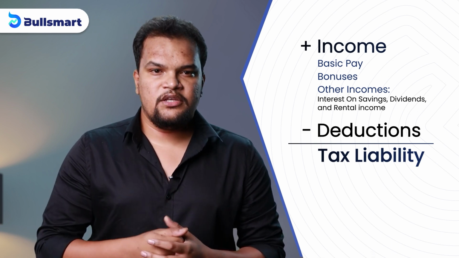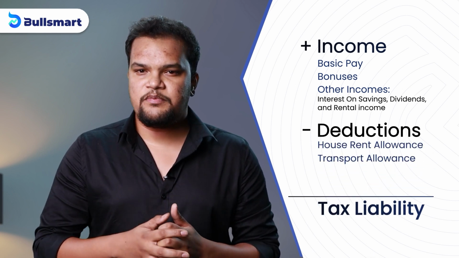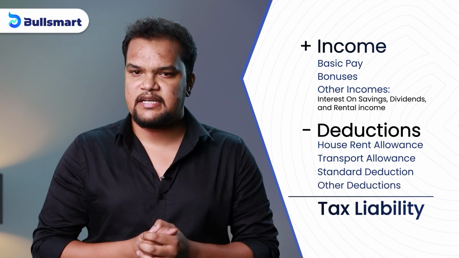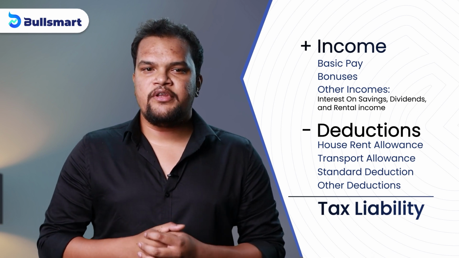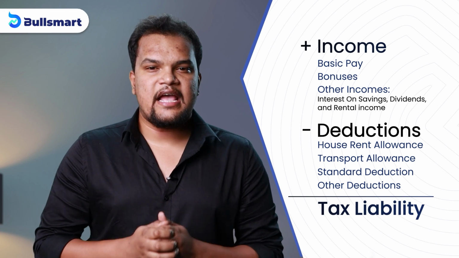Now from this, you will need to subtract the exemptions like house rent allowance, transport allowance, standard deduction and other applicable deductions under various sections of the Income Tax Act. By subtracting this, you will find out your total taxable income. This will be the income on which your tax liability will be calculated. But it's not that easy.